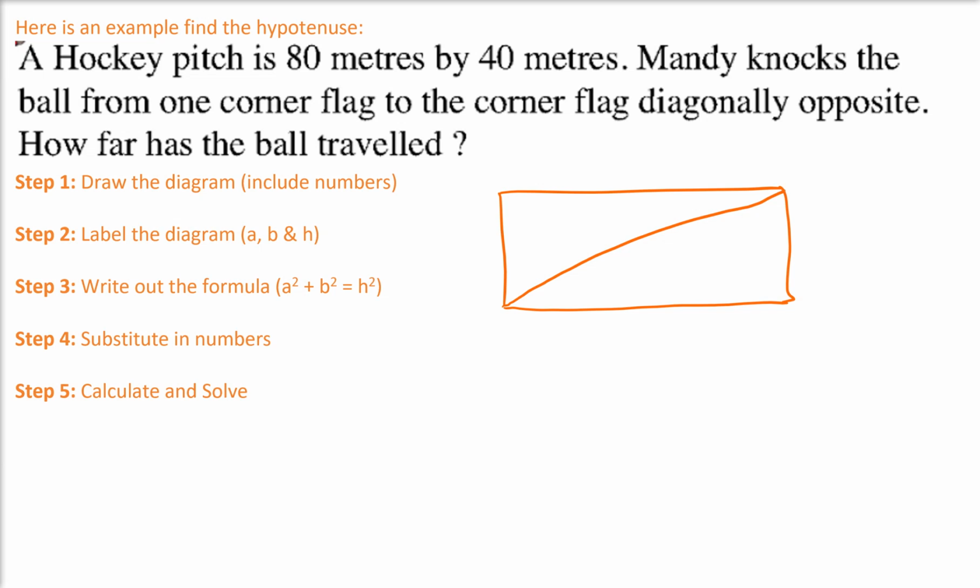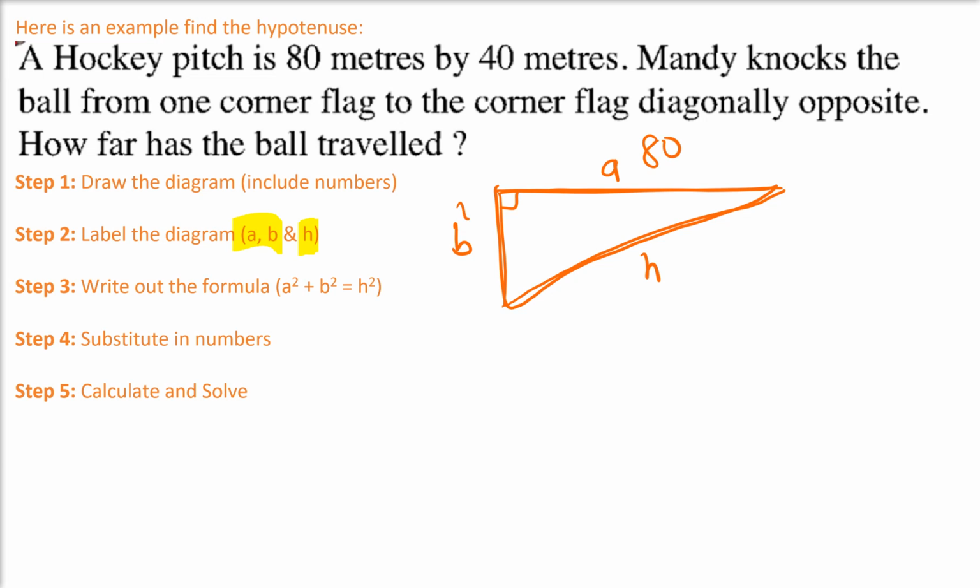So in reality, all I'm really interested in is this right angle triangle just here. Here's my right angle. I'm going to label it A, B, and H. And hopefully you remember that H is the important one. H is labelled as the hypotenuse. A and B can just be either of the other two sides. For the numbers, that's 80 by 40, and this is the opposite. This is what I'm trying to find here.